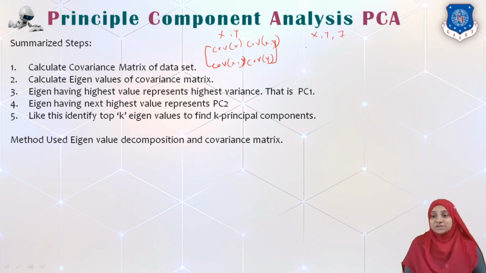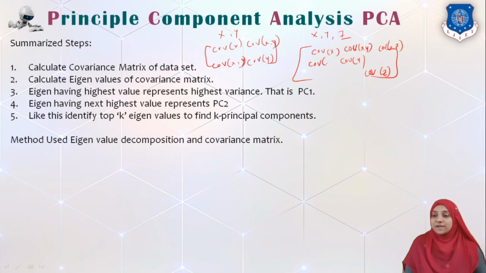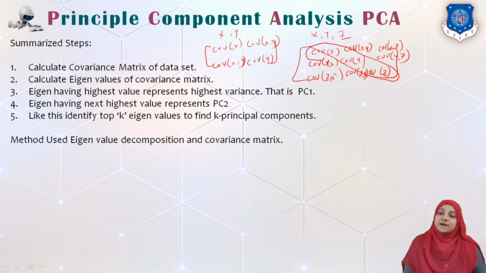If I have three features x, y and z, my covariance matrix will look like this. This is covariance of x, this is covariance of y and this is covariance of z. And this will be the covariance of xy, this will be the covariance of xz, this will be the covariance of yx, this will be the covariance of yz, this will be the covariance of zx, this will be the covariance of zy.